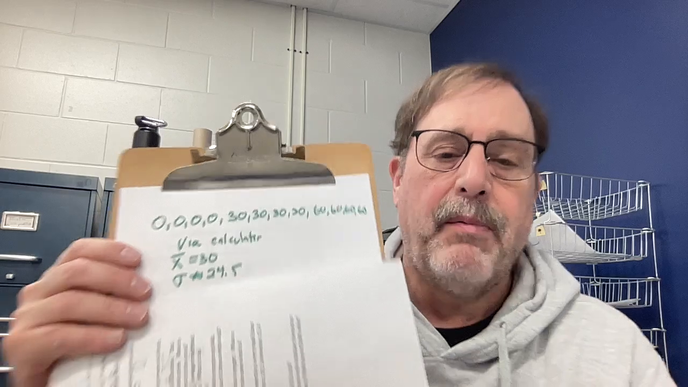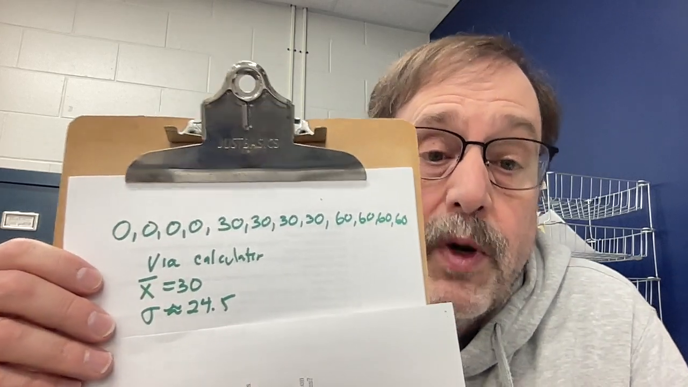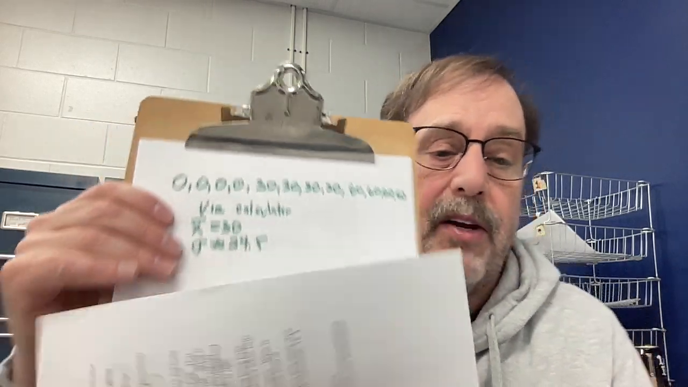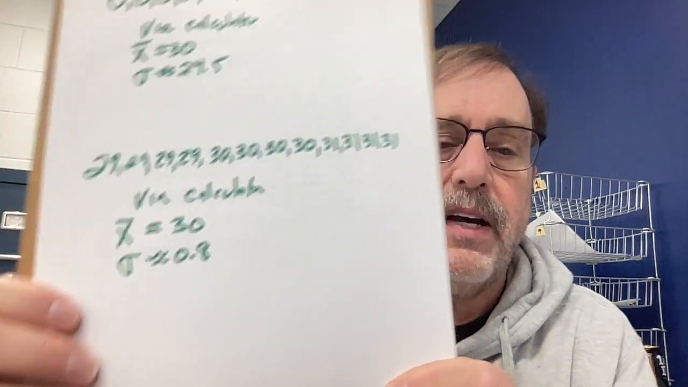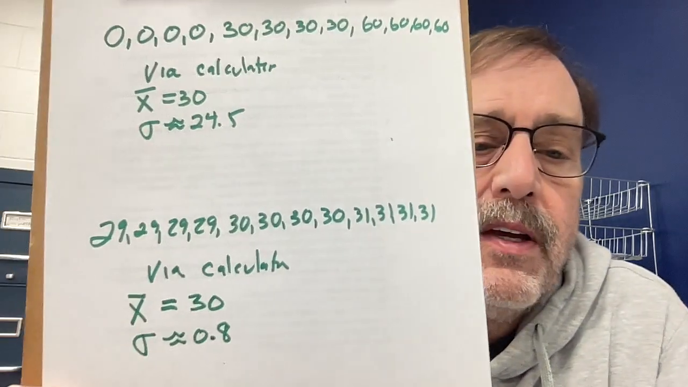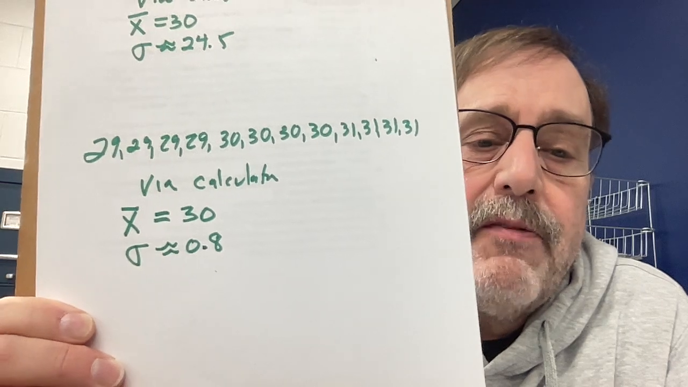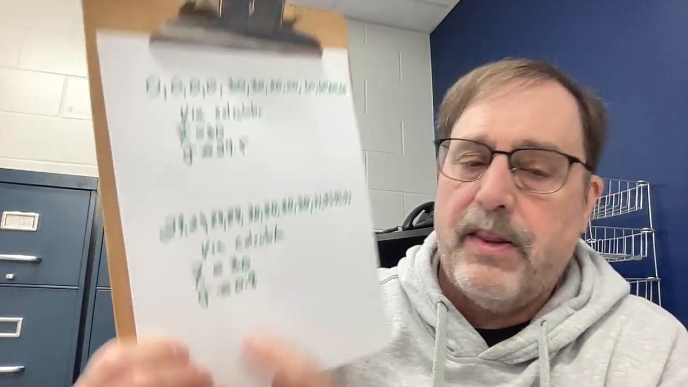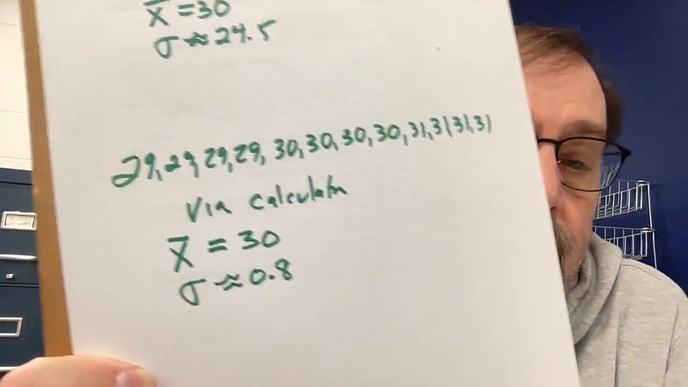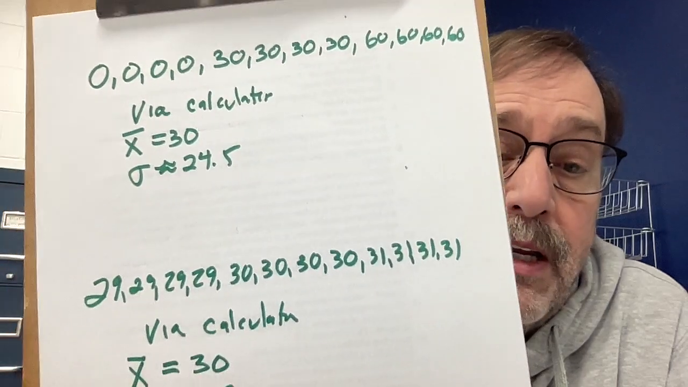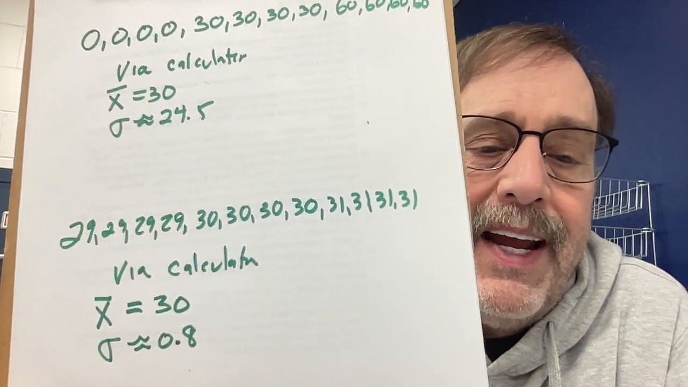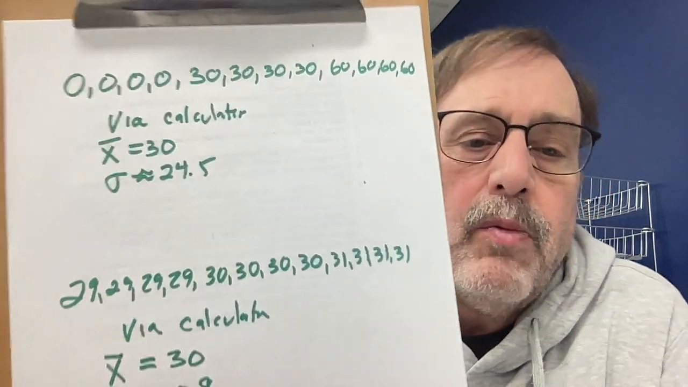Now, I'm going to show another set of data where the mean is about 30 minutes of homework. And here's what another group of kids did last night. 29 minutes, 29, 29, 30, 30, 30. And there, via calculator or your brain, the mean is 30. It's the same mean, but a standard deviation of 0.8 that is so much smaller, which would tell you, wow, the data is closer together.